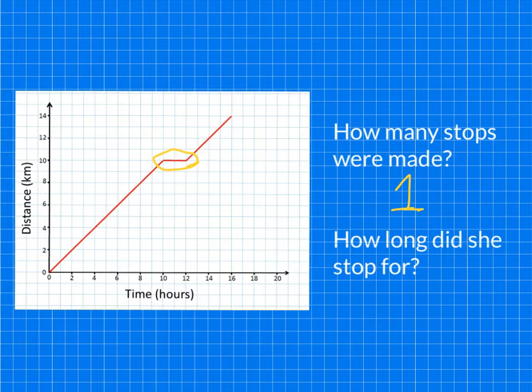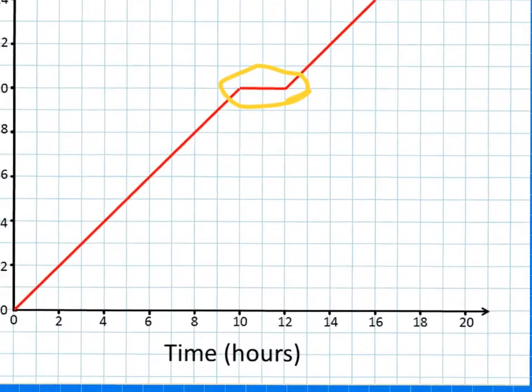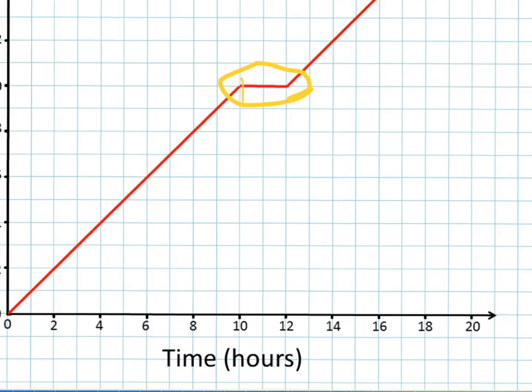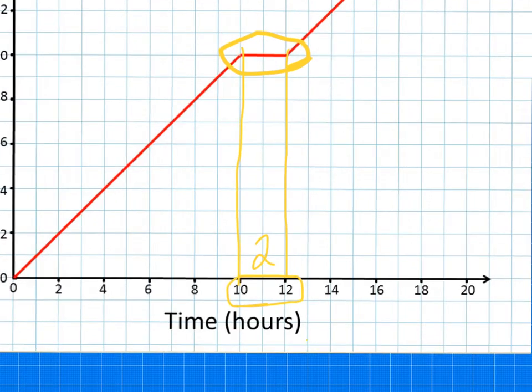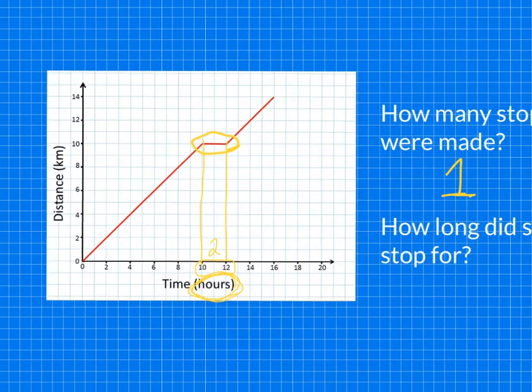How long did she stop for? Well, if you look close, it started here and ended here. So it has to be between 2 and 12. So between 2 and 12 is 2, and the unit for this graph is in hours, so it should be 2 hours.